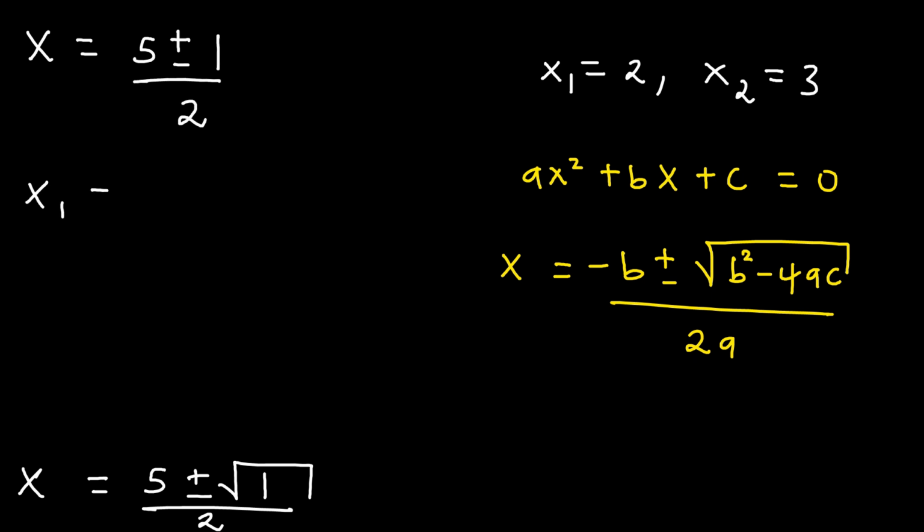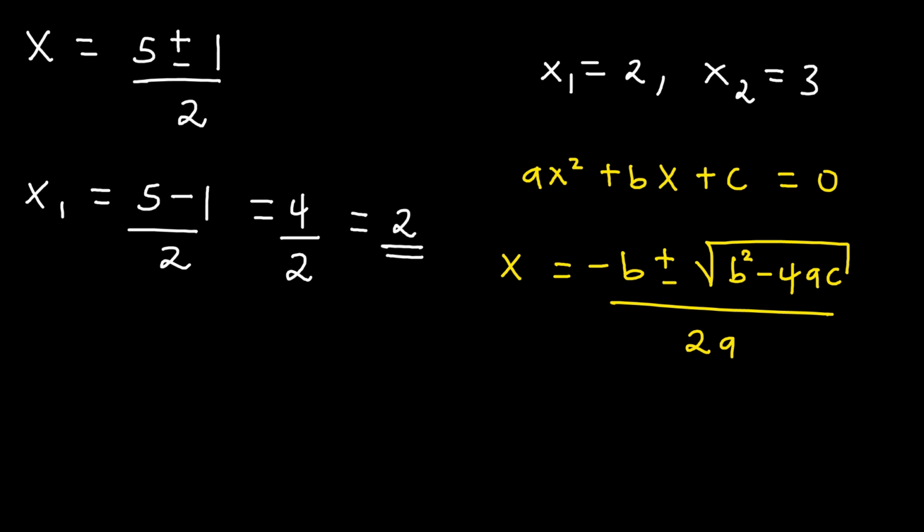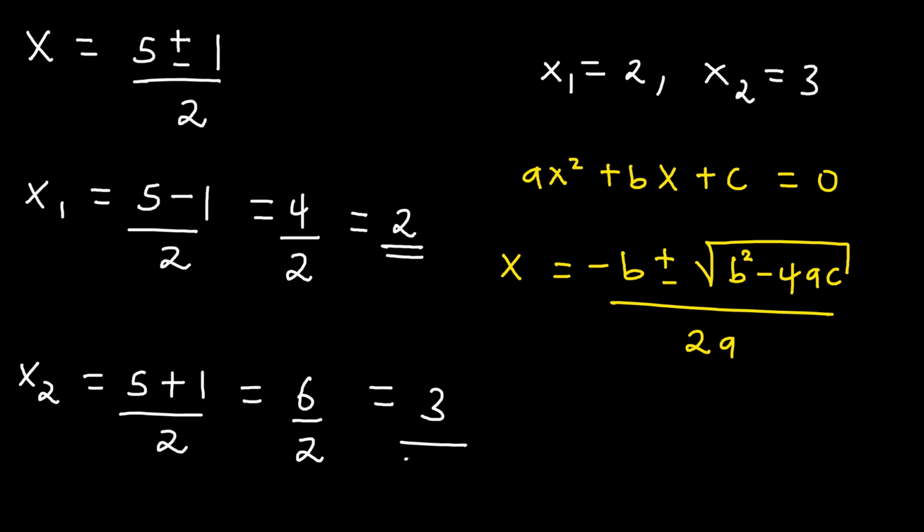So x1 will be equal to 5 minus 1 divided by 2, and this is equal to 5 minus 1, which is 4, divided by 2, and this is equal to 2. And then x2 will be equal to 5 plus 1 divided by 2, and this will be equal to 6 divided by 2, which is 3. So we get the same answers.